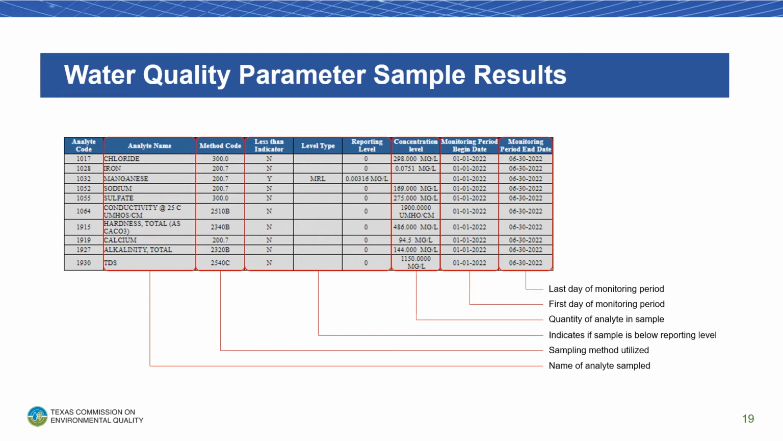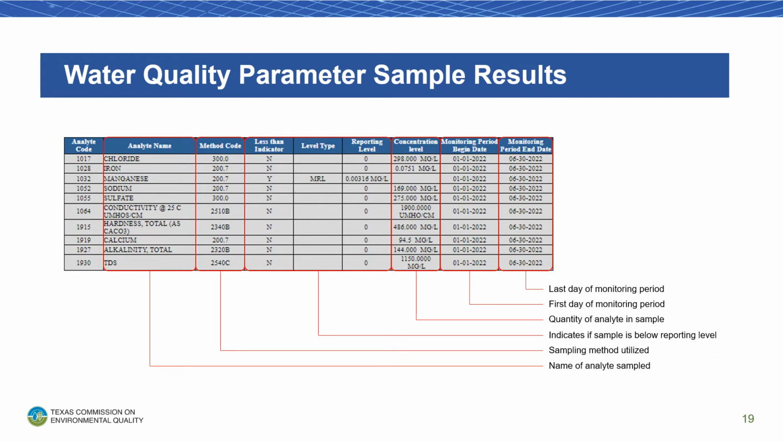On this page, we'll discuss what information is housed in each part of the WQP sample results table. Analyte name identifies which substance was tested. Method code provides the type of scientific technique that was utilized to measure the sample. Less than indicator, level type, and reporting level indicate if a sample was below the method reporting level.